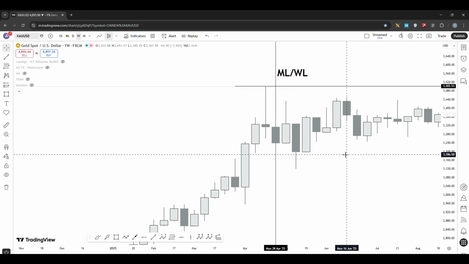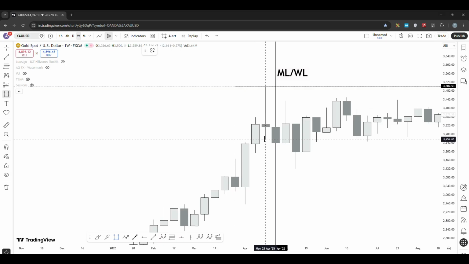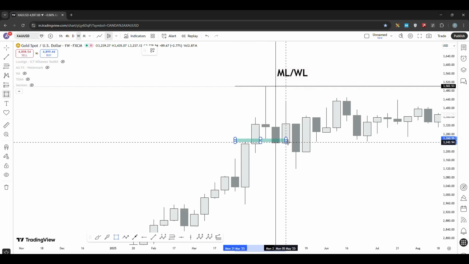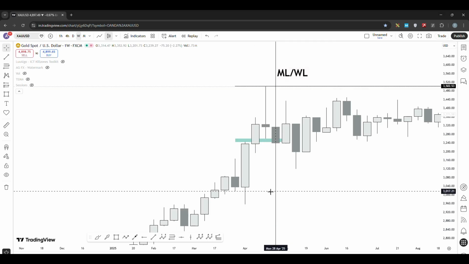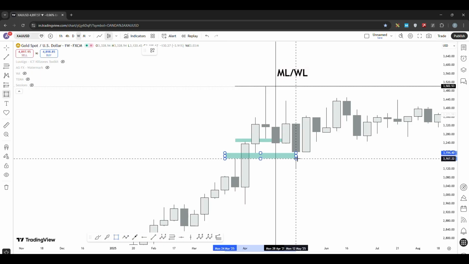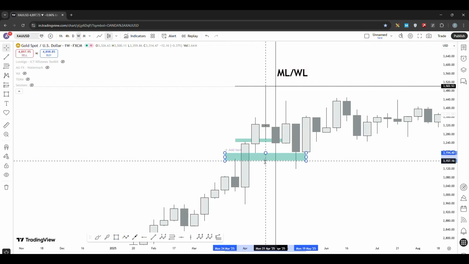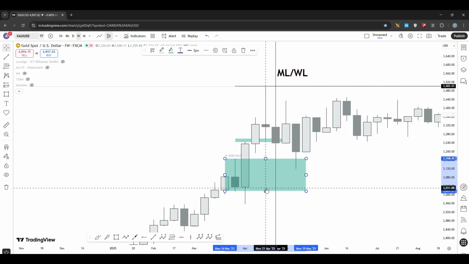Now we have to mark the point of interests. So what are the point of interests that we see over here? Do we see anything over here? So yes, we see a fair value gap over here in the weekly, okay? Apart from that, do we see anything? So yes, we see another fair value gap over here, and below that we see order block, right? So we see 3 point of interests.